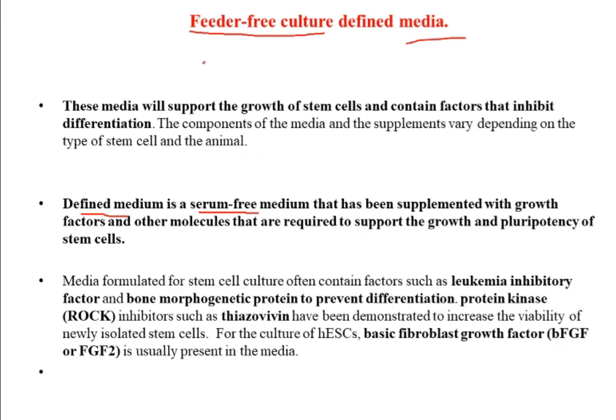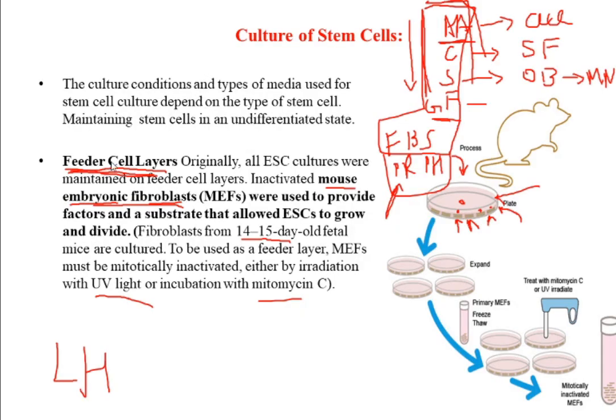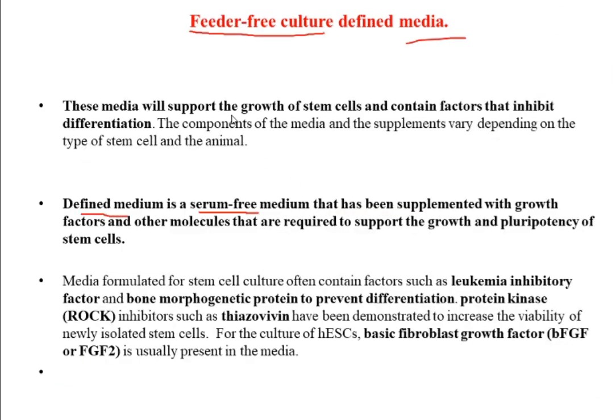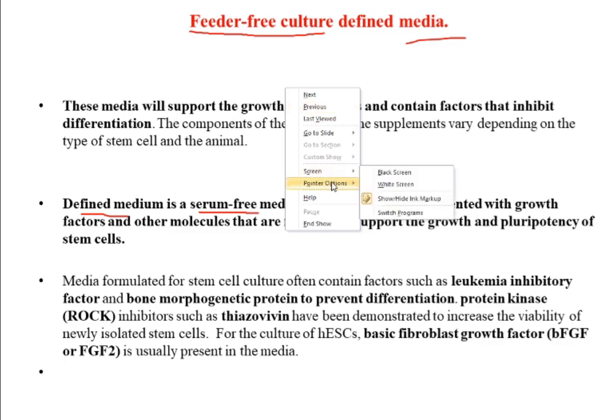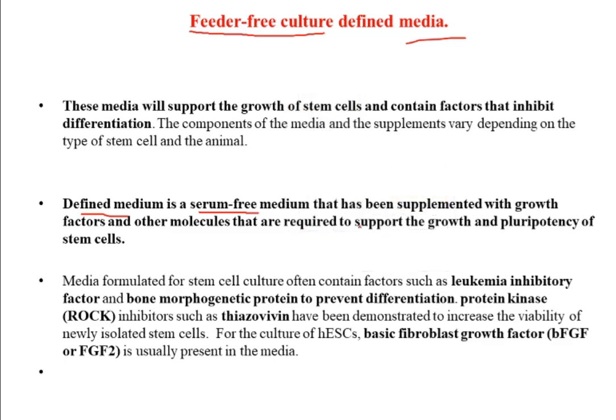So the important thing you should note here is, one is the feeder layer culture, where we use the embryonic fibroblast, and the second one is the feeder free culture, where we don't use that. And besides this, the second very important point you should remember here is, media is formulated for stem cell culture. It contains factors like leukemia inhibitory factor, bone morphogenetic protein to prevent differentiation.